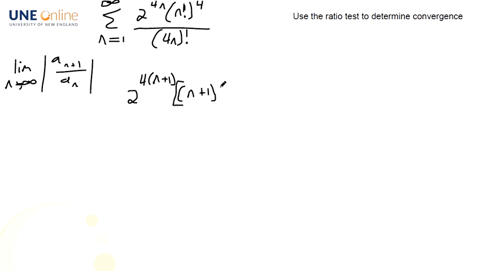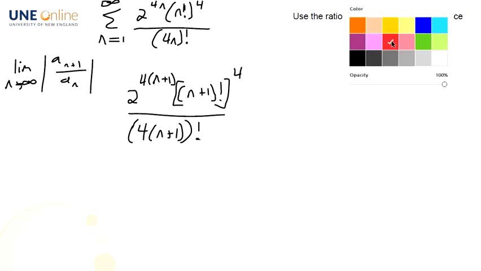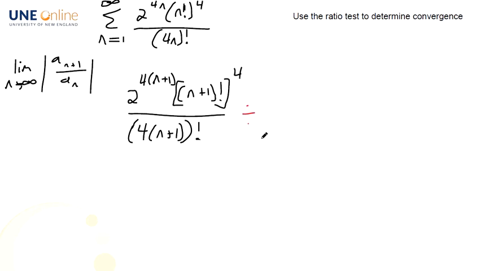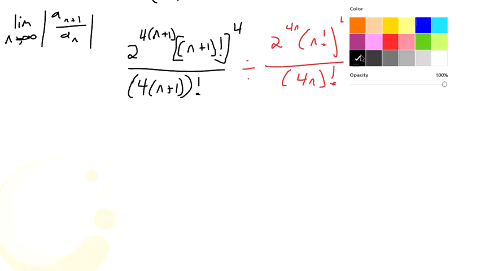I'm going to put this in parentheses, in a bracket too, because it's all being raised to the 4th power, right? We got to put n plus 1 everywhere where we see an n. So we got 4n plus 1 factorial, and we're dividing that by the a sub n term. So that's just what we see up there, 2 to the 4n times n factorial to the 4th over 4n factorial. Okay, so we know that we got to flip and multiply.